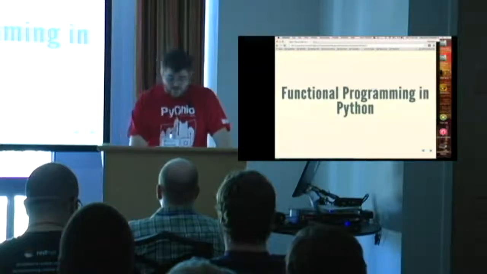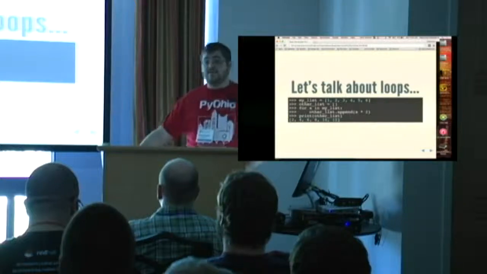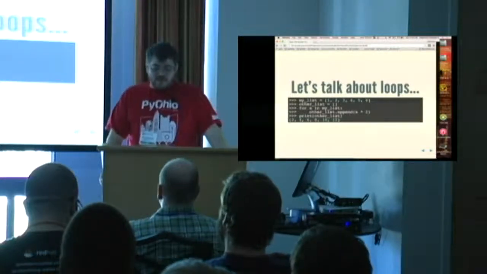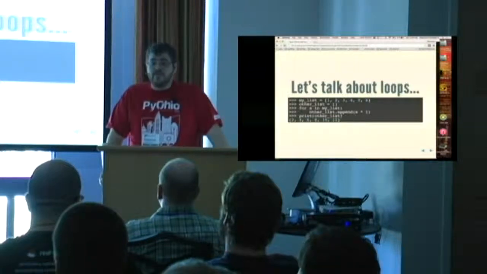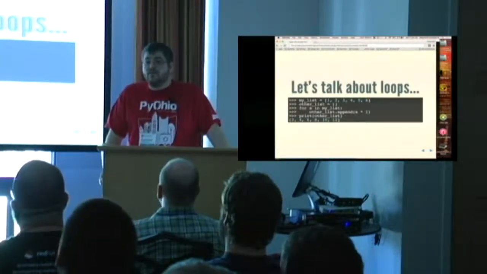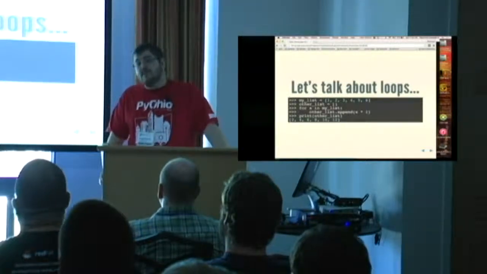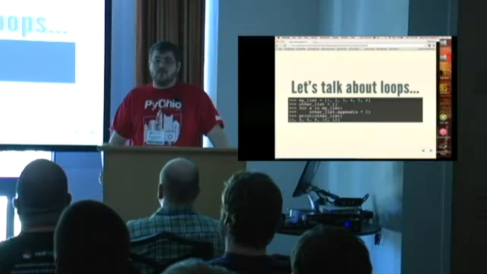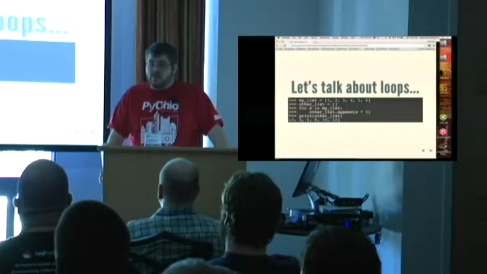So let's talk about functional programming in Python. We're going to start out pretty simple. We have a basic loop here. We have a list of numbers, and we are just going to multiply each item in that list by 2, and we're going to print it out. I'm going to give you guys a second to absorb this. Are there any questions about this slide? I'm going to ask questions as we go through. Pretty straightforward, pretty common code you're going to see, right?